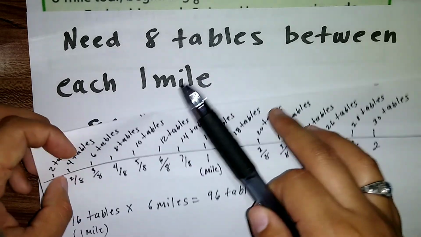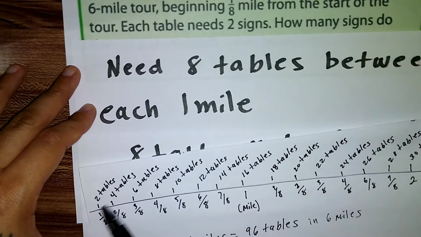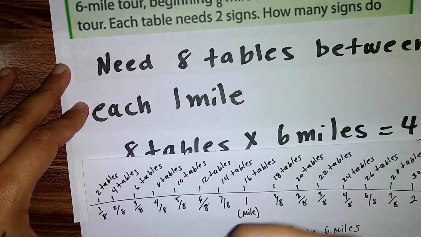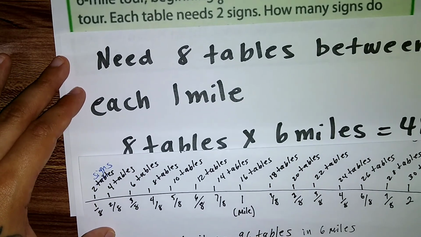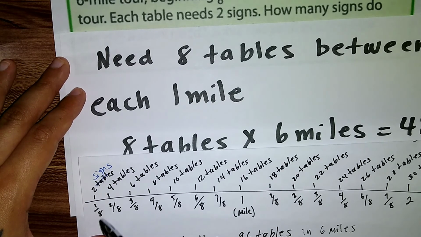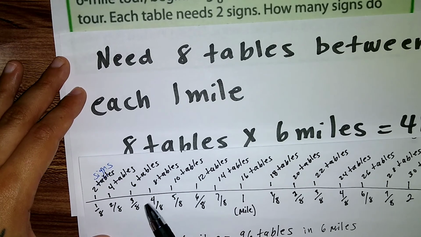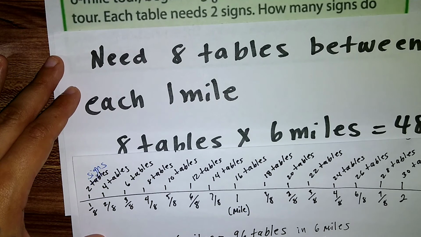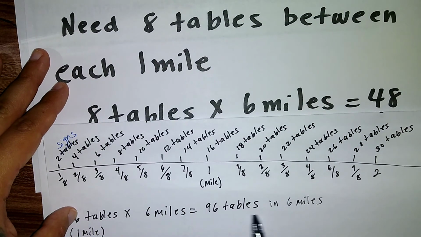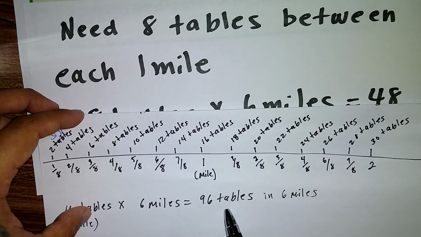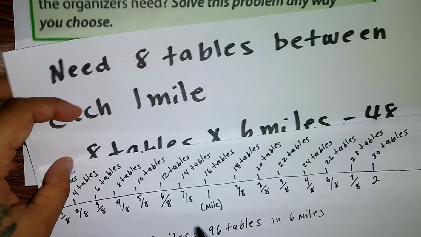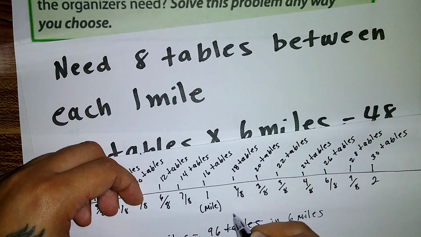tables. And I know that they wanted 2 signs each, so at 1/8 you get 2 signs. And then at 1/8 you needed 2 signs, at 2/8 you needed 4 signs, at 3/8 you needed 6 signs, and so on until you finally reach your 6 miles on the number line, and you'll end up at 96. So these are the 2 different approaches in order for you to reach your total answer of 96 signs, not tables.